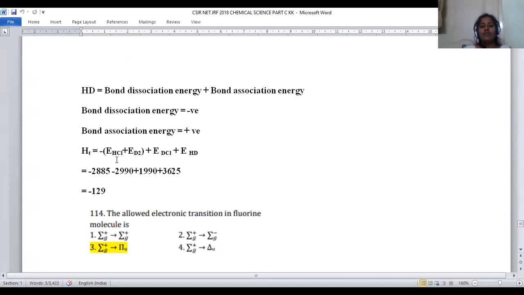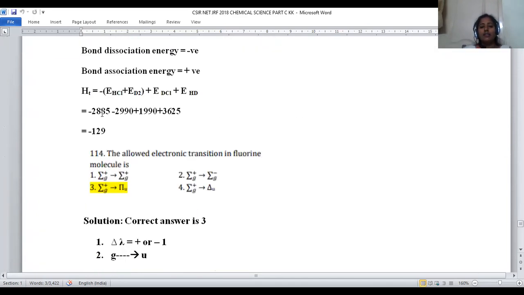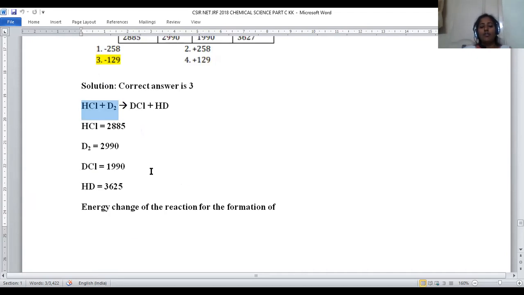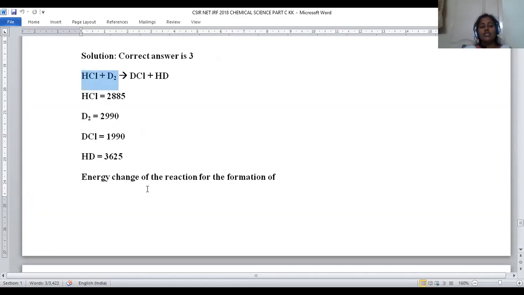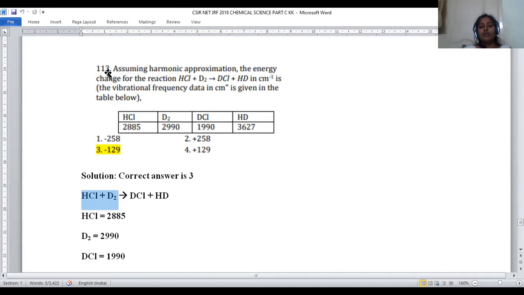is indicated. When we substitute all the values which are provided in the tabular form, after calculating, we got the finalized answer minus 129. For question number 113, minus 129 will be the right answer. So this is purely based on the equation: bond dissociation energy plus bond association energy. This is required to be inserted in energy change for the reaction of formation. Okay, so for question number 113, option 3 will be the right answer.